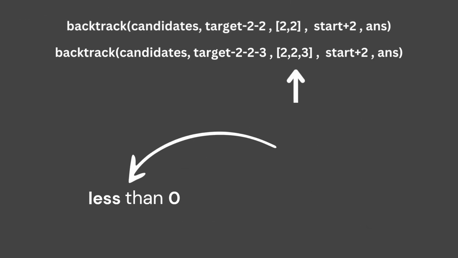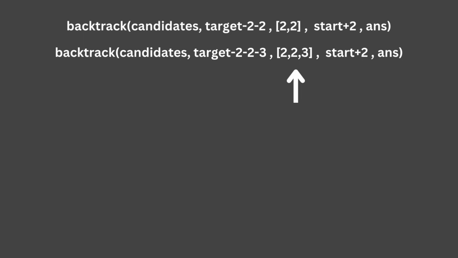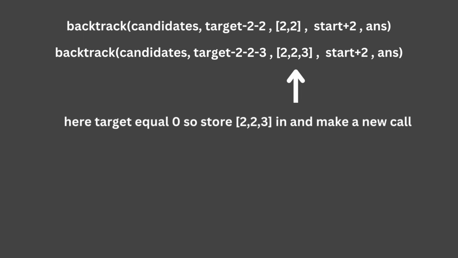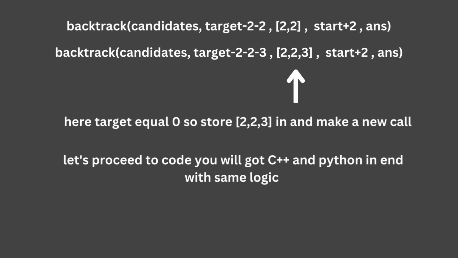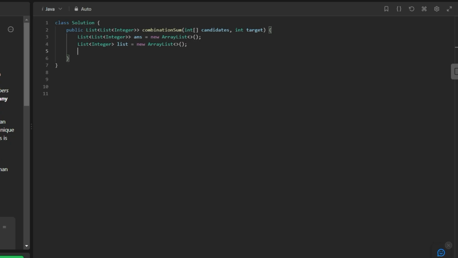So finally we got our one answer. Now store it in ans and proceed further. Let's move to the code part. You will get C++ and Python code in the end with the same logic implementation. Initially, we have a list and a list of lists, ans. Now let's start developing our backtrack function code.